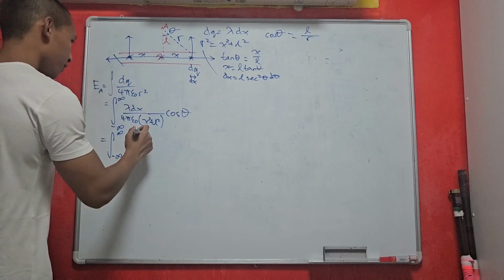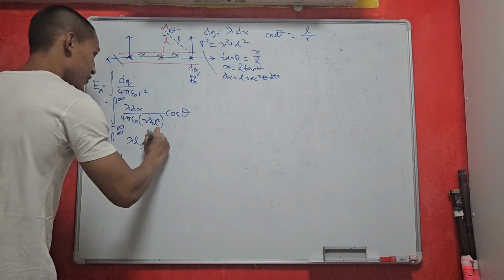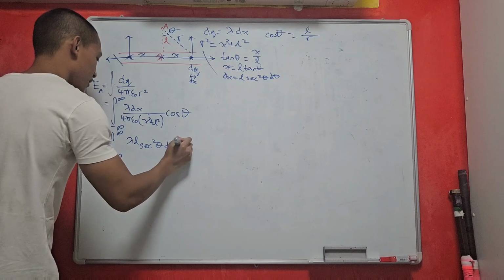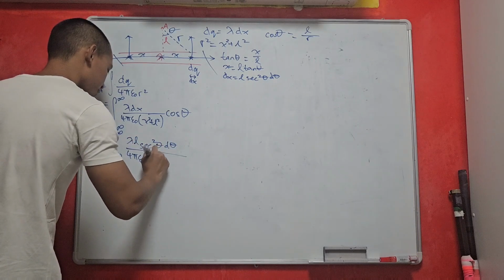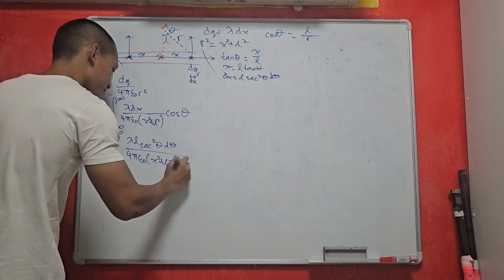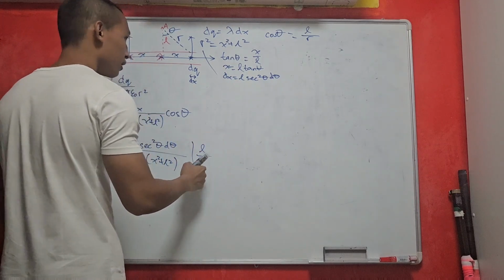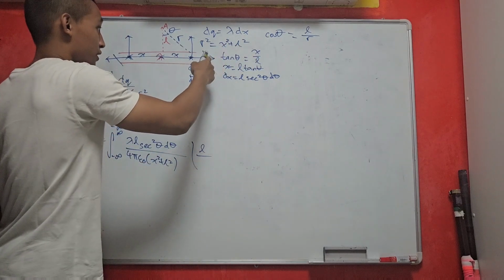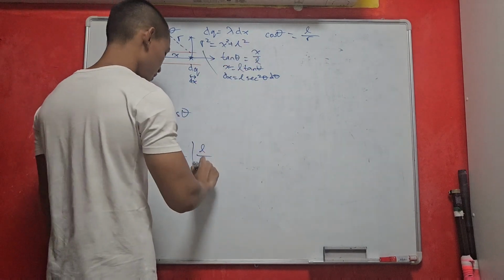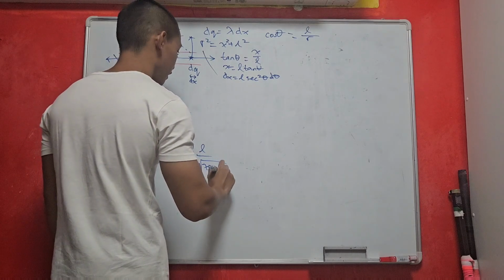So let's substitute everything. dE is equal to lambda L secant squared theta d theta over 4 pi epsilon naught times x squared plus L squared times L over R. But if you take a look, R squared is equal to x squared plus L squared. So R is basically equal to the square root of x squared plus L squared.